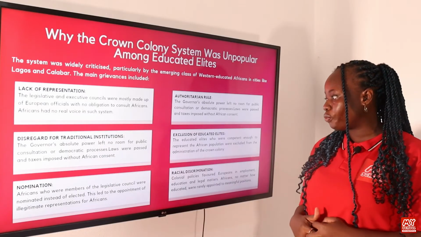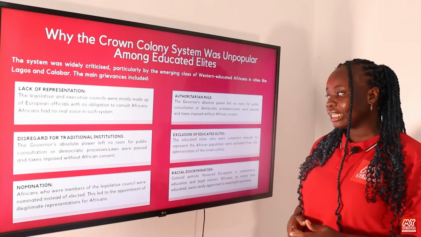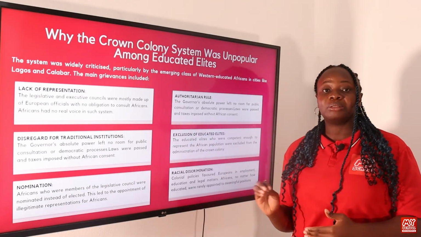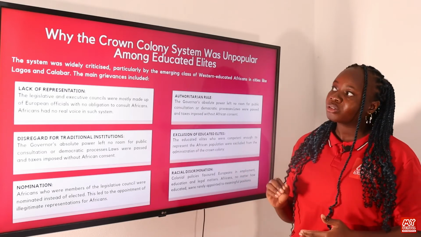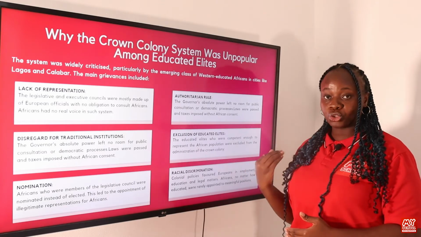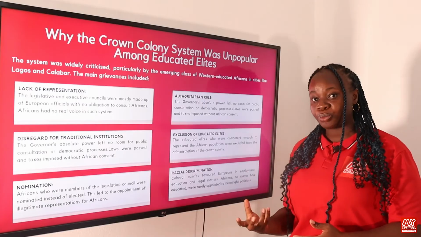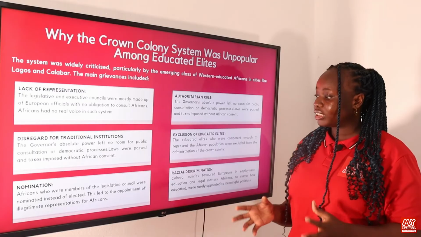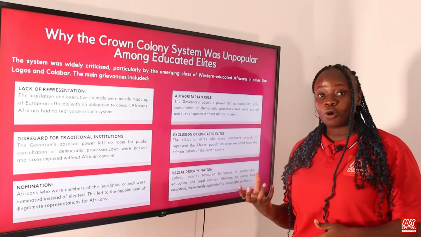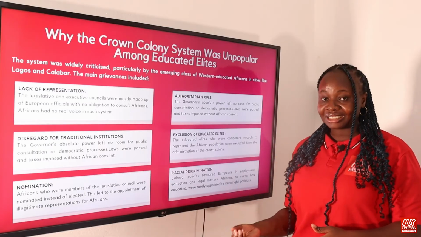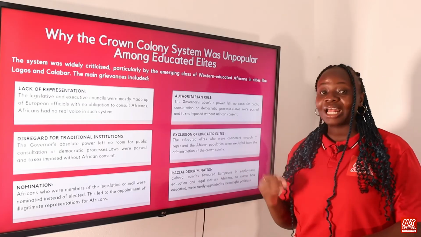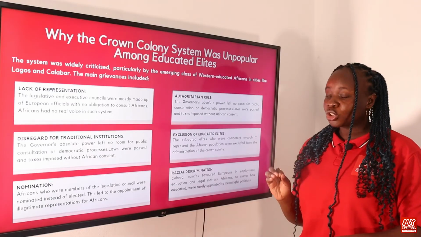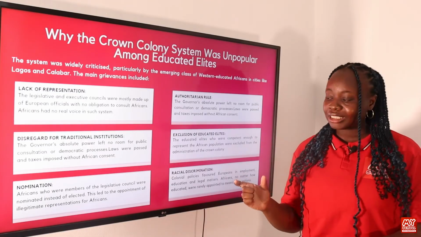So there is also the exclusion of educated elites. The educated elites who were competent enough to represent the African population were excluded from the administration of the Crown Colony. So we talked about how these people went abroad to study, and they came back very knowledgeable about the democratic system and some of the principles associated with it. But they were not given the opportunity to practicalize this system within the African society. They were not allowed any form of representation within the government. So the exclusion of these educated elites also made the system unpopular.